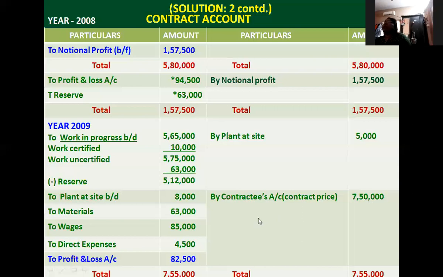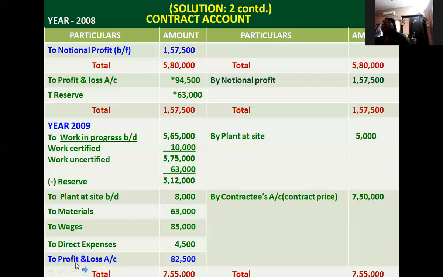Since it's going to complete, I should show the contract price only in the name of contractee's account, 7,50,000. This is the only difference when the contract is spreading over two or more years. The contract price has to be mentioned only in the last year, in the name of contractee's account. When I check the total of the debit and credit side, the credit side is more: 5,000 plus 7,50,000, 7,55,000. Then the balancing figure is 82,500.